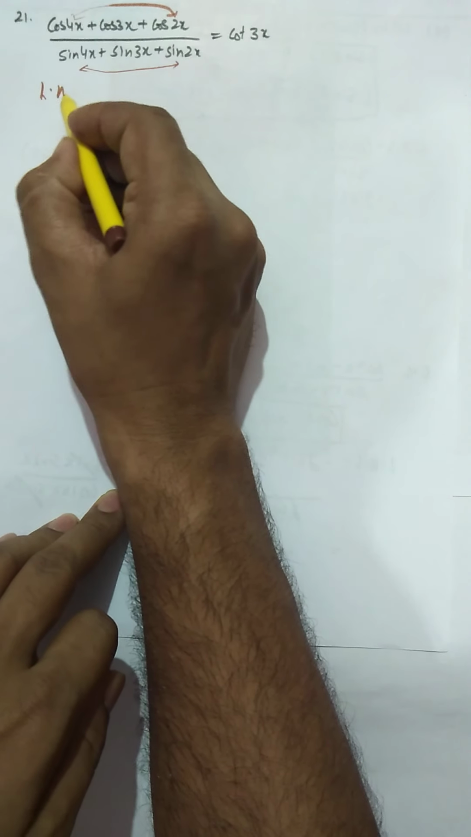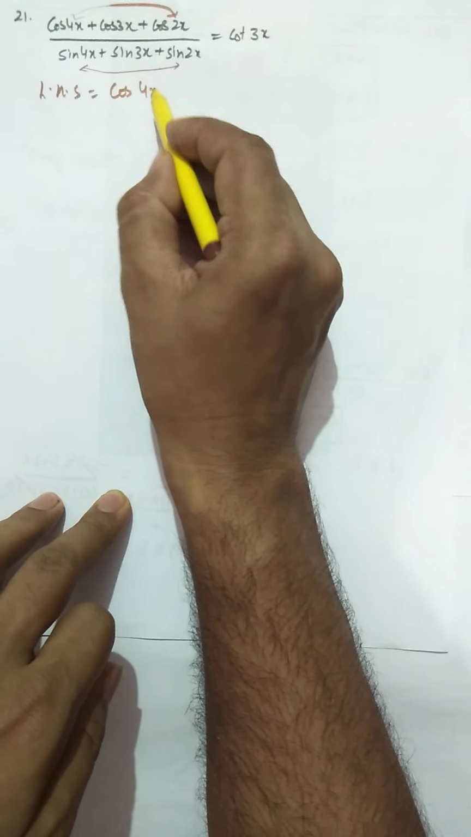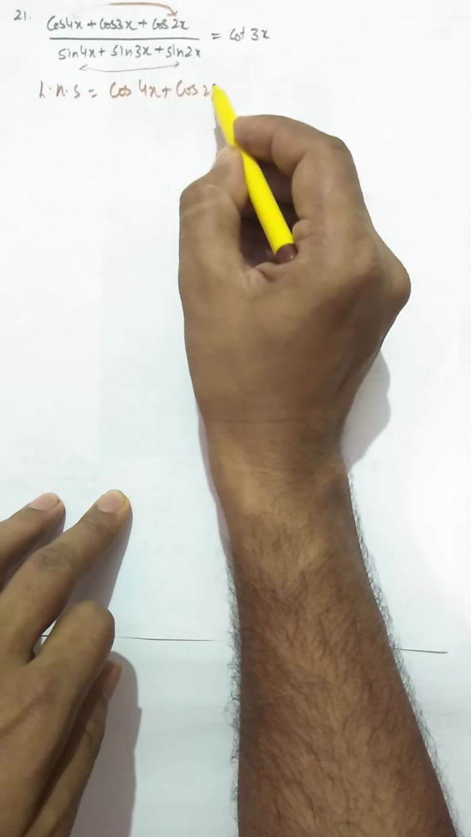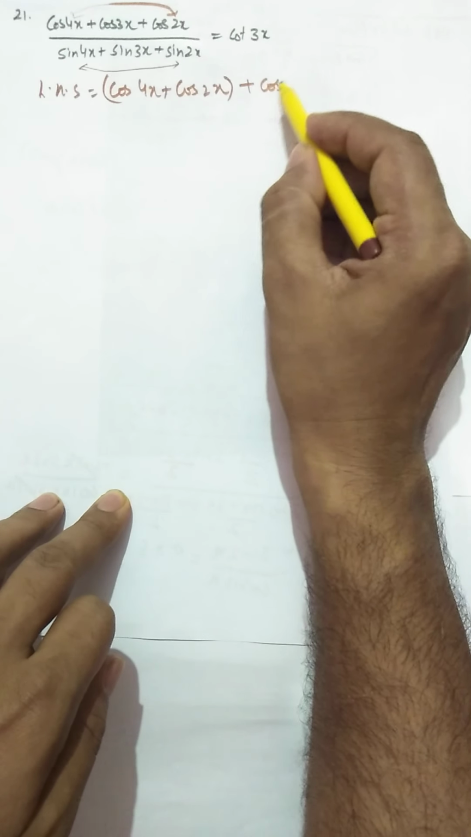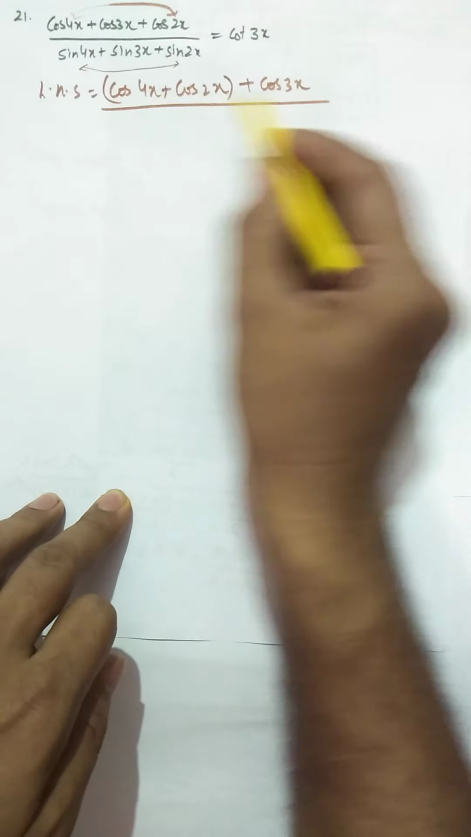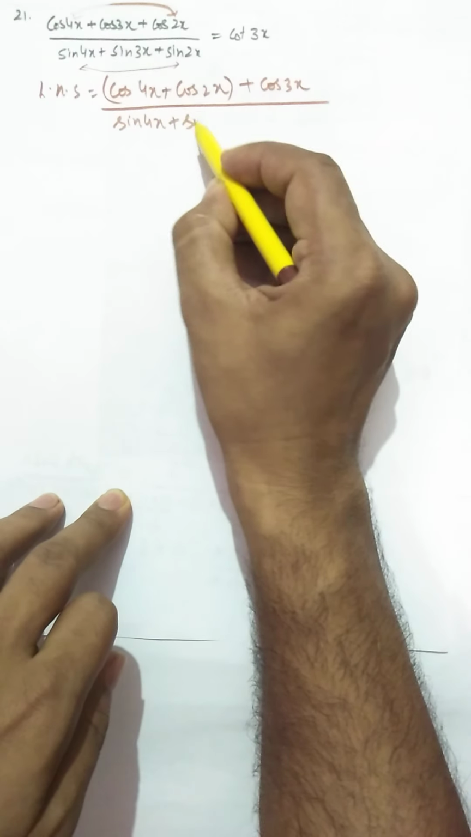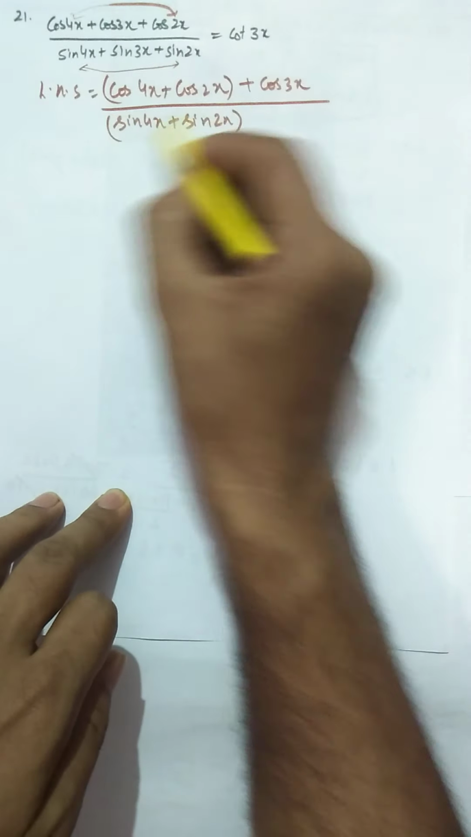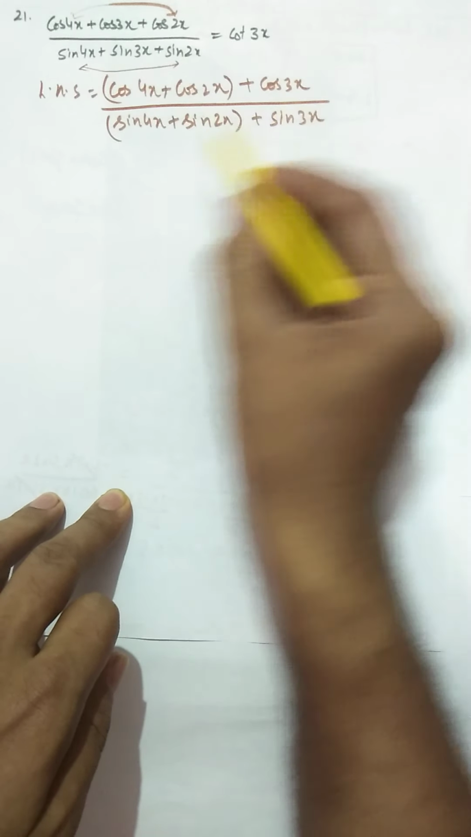So we write LHS: cos 4x plus cos 2x, you can take this in one bracket, and here it is plus cos 3x. And in the denominator also, sin 4x plus sin 2x you take in one bracket, and this is plus sin 3x, you take it separately.